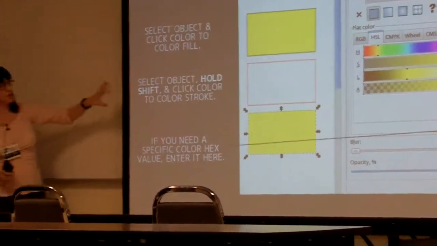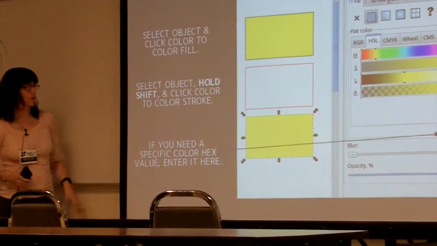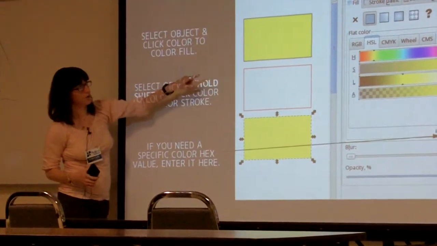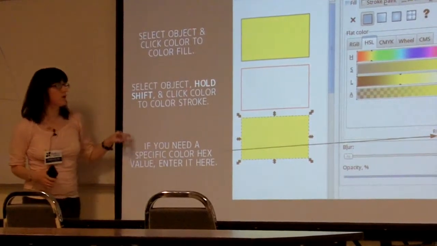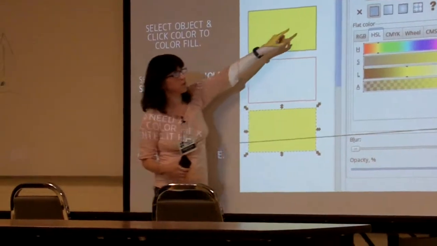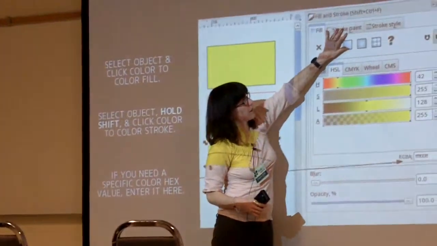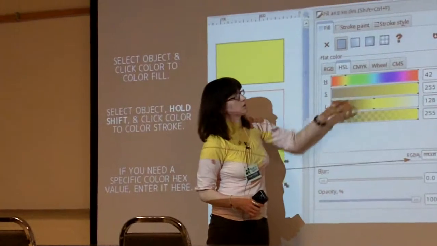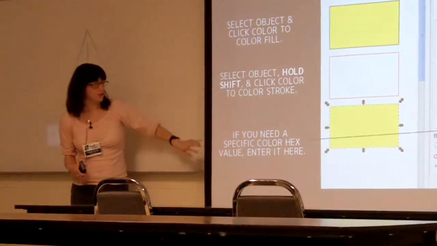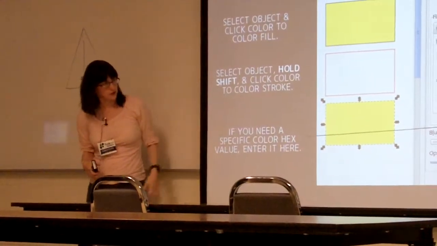But normally you can just use the palette along the bottom, and that's the quickest way to do it. So then if you want to select a color for the outline, you hold down Shift and click on the color. You can also do it if you have the Fill and Stroke palette open. You click on stroke paint. It looks very similar to this, and then you just select the color. So there's two ways to do it. And if you need a specific hex color, like you said, you can just enter it in there.